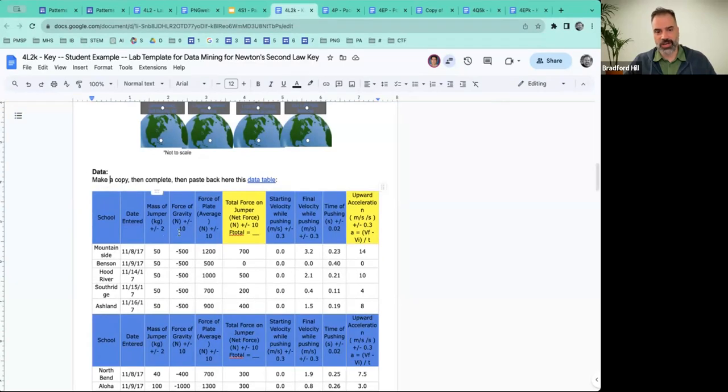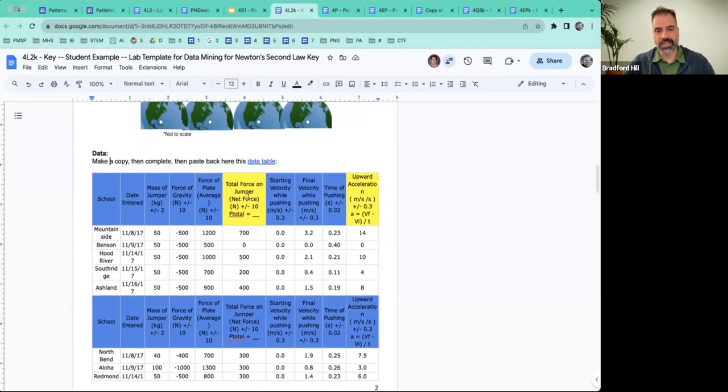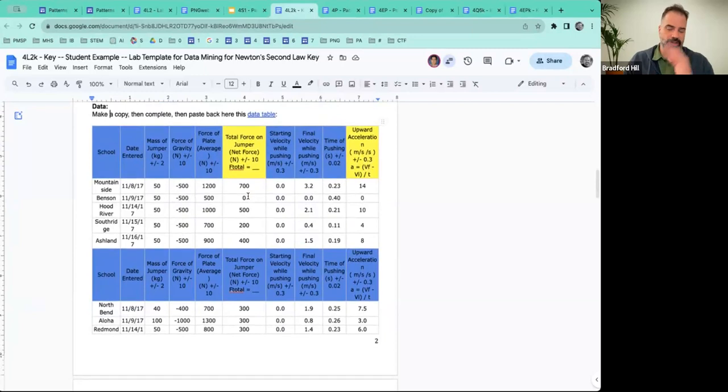Just to finish that out, there is potential for a real live action one, but that does require very expensive equipment to get good data. And there is, of course, Atwood's machines and other things. We have not had good experiences with 14-year-olds with the Atwood machine and understanding that you're keeping the mass constant and changing the force. That has not gone very well. So this one has gone well.